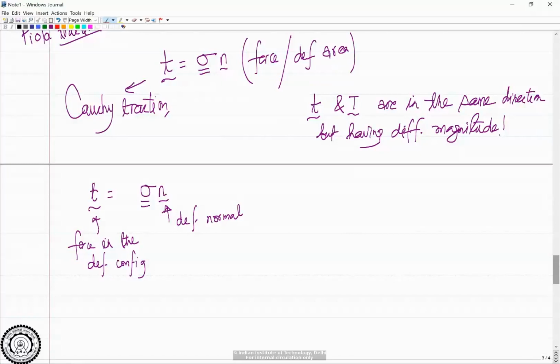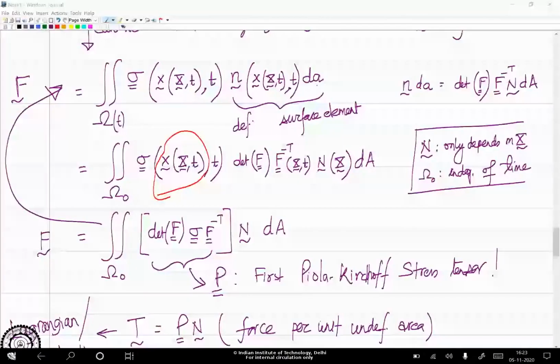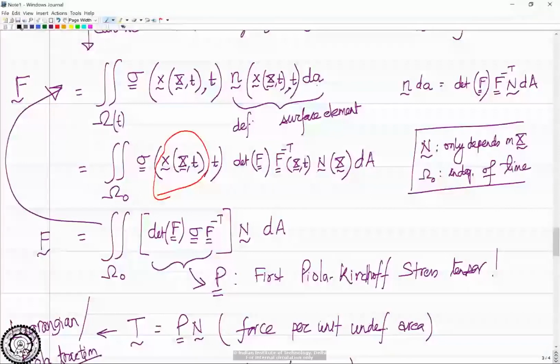Sir, there's one more doubt. You have told that small t and capital T are in the same direction but having different magnitudes. So sir, I couldn't understand how they are in the same direction, because when we are defining capital T and small t, we are using capital N, small n. So can you explain that also? Anyway, so try to compare these two formulas. Maybe I use some other color. Yeah, red color. Have a look at these two formulas.